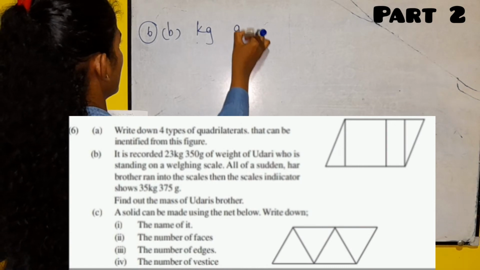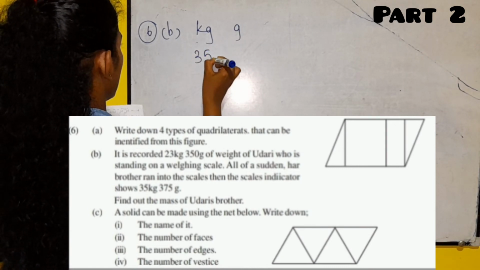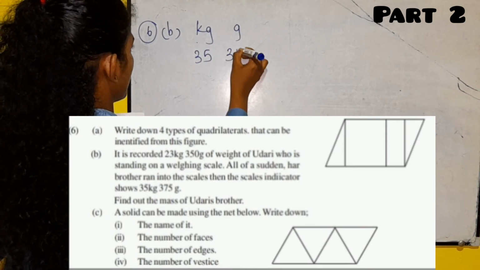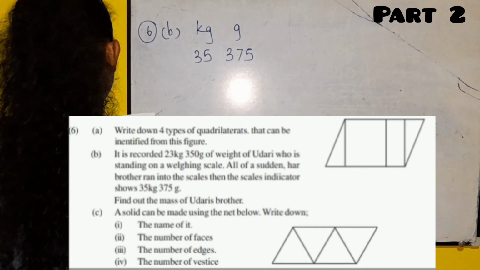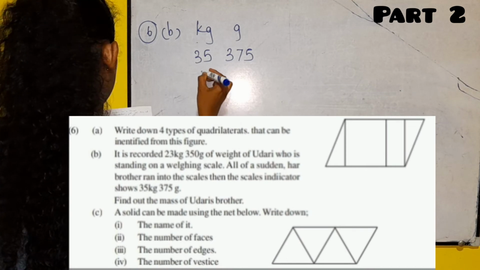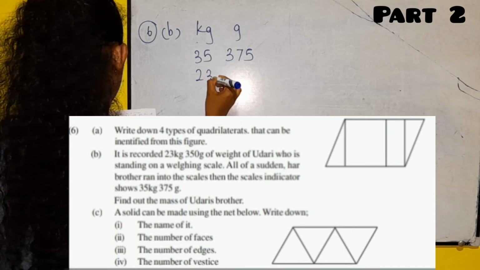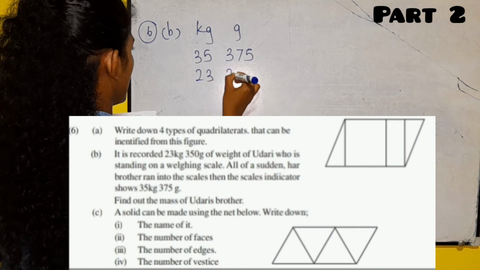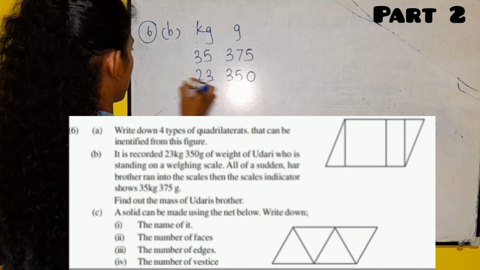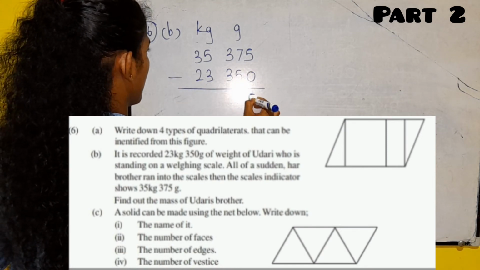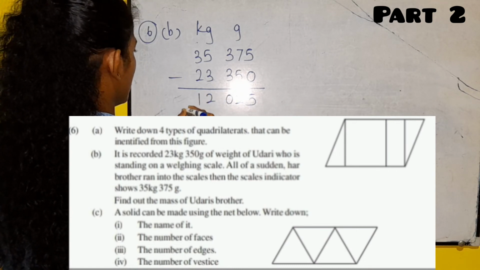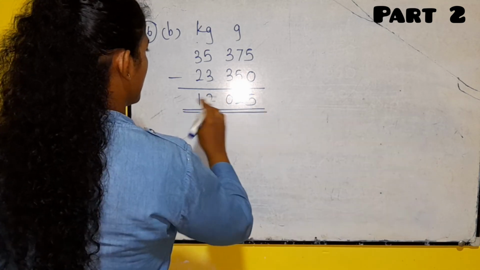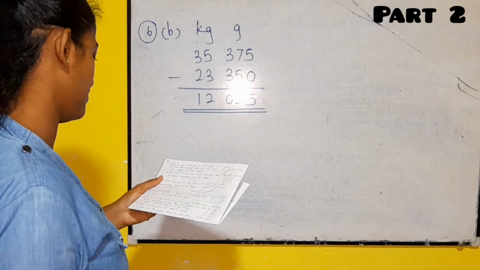Kilograms, grams, 35 kilograms, 375 grams is the measurement the scale now indicates. Then subtract 23 kilograms, 350 grams from this. 5, 2, then 0, 2, 1. The answer will be 12 kilograms, 25 grams.